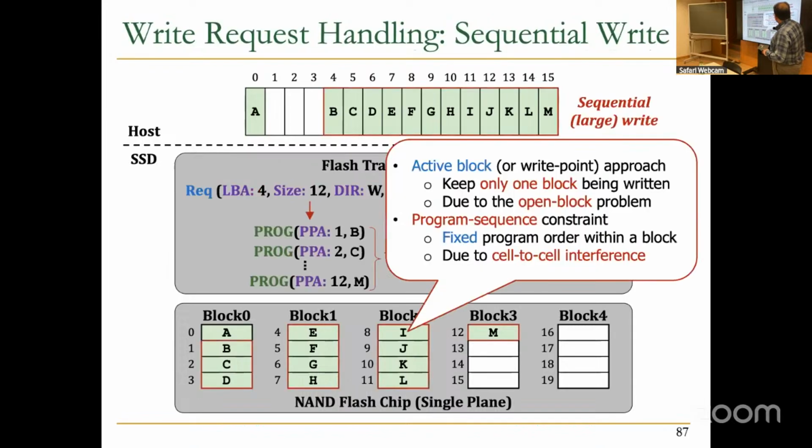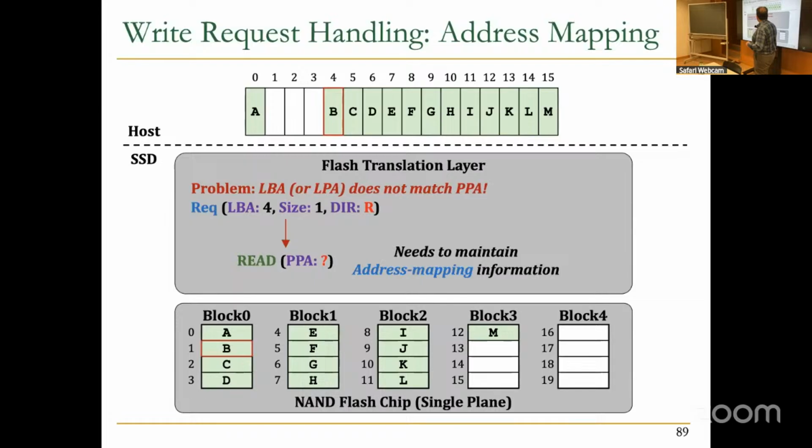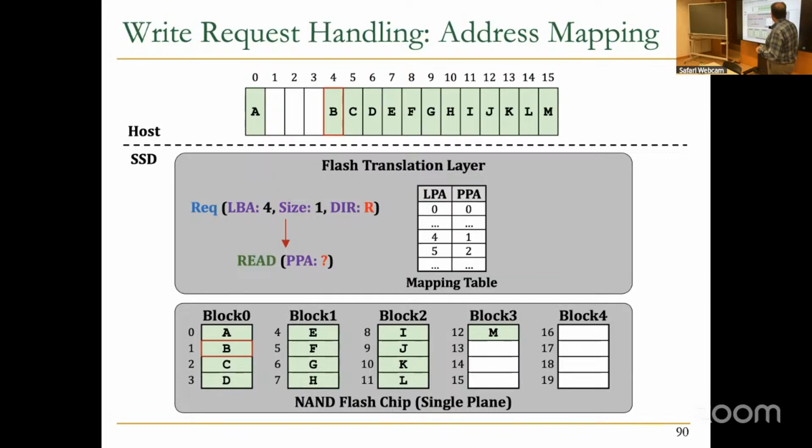This is the open block problem that I already talked about. Now you can see that when I later receive a read operation for logical block address 4, we don't know where to read from, because the physical page address is now different. It's not 4. That's why we need address mapping, logical page address to physical page address. It tells us that logical block address 4 maps to physical page address 1, and with this information you can access your flash memory and get your data.